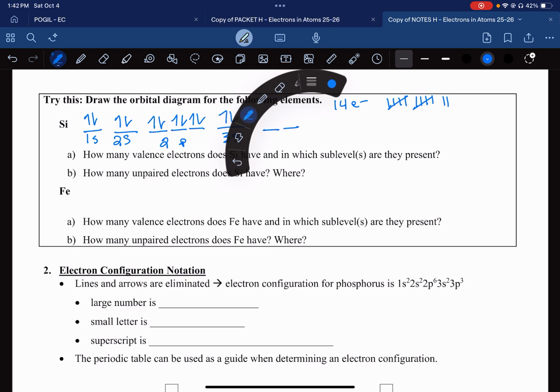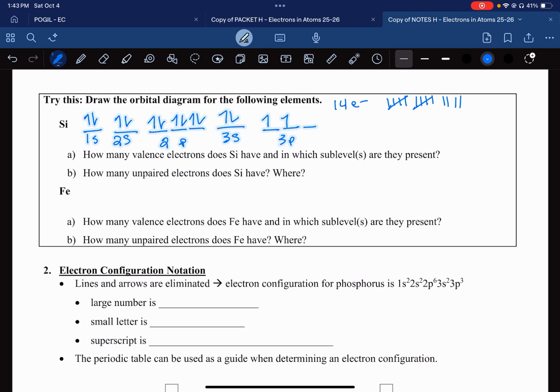Okay, so 1, 2, 3. That's my 3p sublevel. And I'm going to only put 2 electrons there because that's all I need. Okay, so just 2 more, and now we have our electron configuration pretty much spelled out in orbital diagram form. Okay, it says how many valence electrons does silicon have and in which sublevels are they present?